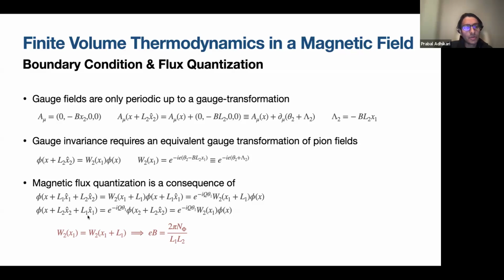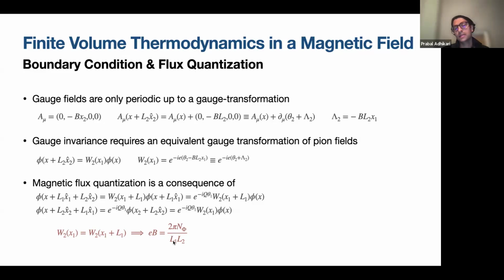However, because you're going in the x1 direction first to pick up this phase, here the W2x1 is the same W2x1 that appears over there. Okay. If the solutions are to be unique, then this W2x1 has to be the same as the W2x1 plus L1. And that is only true if the magnetic field is 2 pi n phi, which is an integer divided by the transverse area. So magnetic flux is the fundamental entity in a finite volume, not a magnetic field.